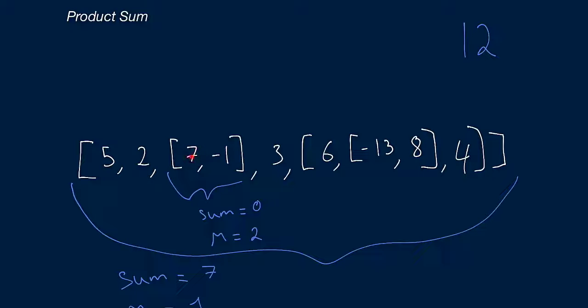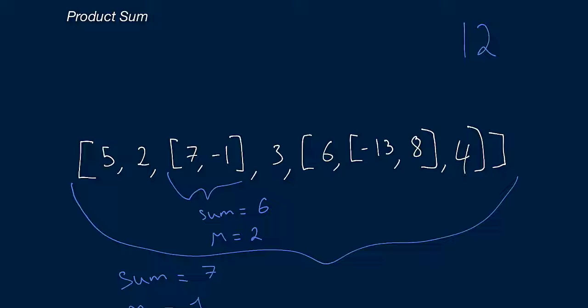The 7 is a number, so we add it to this sum. So this sum here is 7 now. Then we go to the next number, a minus 1. So add it to this sum. That's going to be 7 minus 1, 6. And now we're done with this special array, right? We're at the end of the special array.